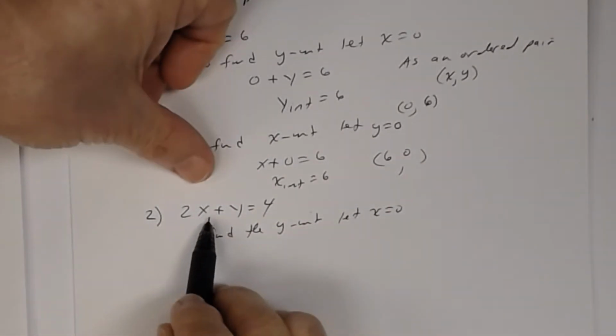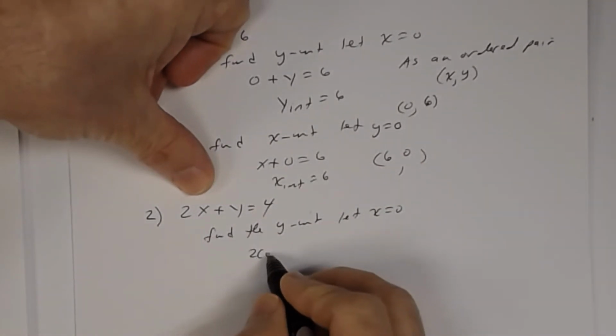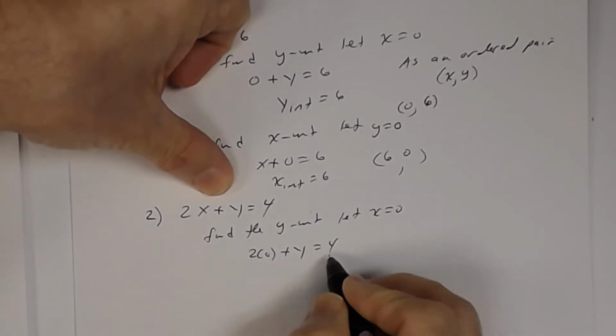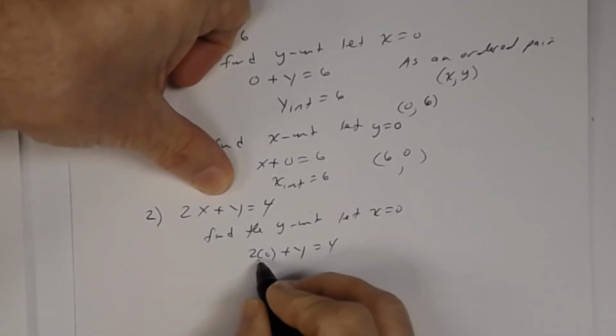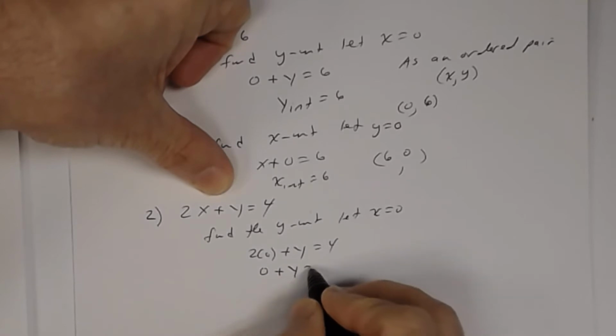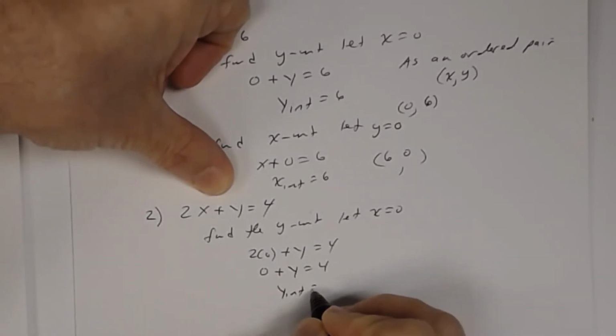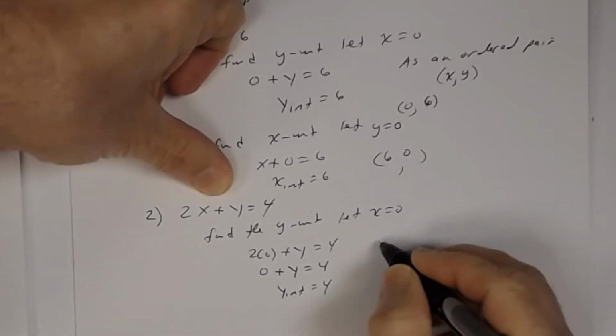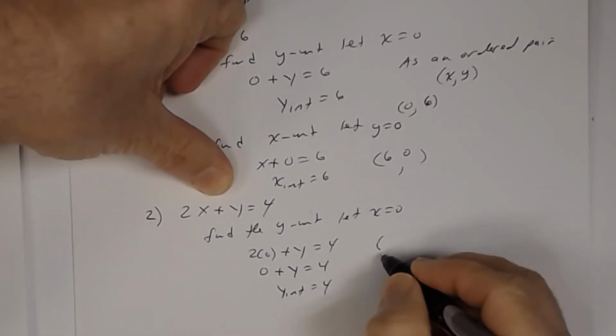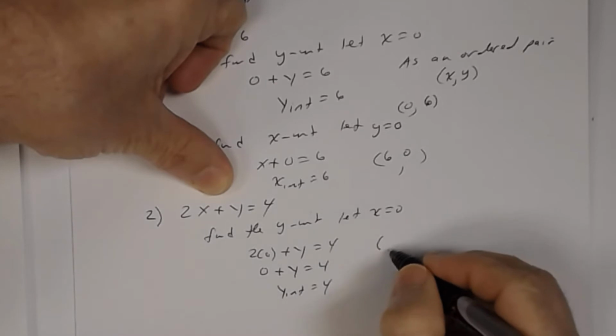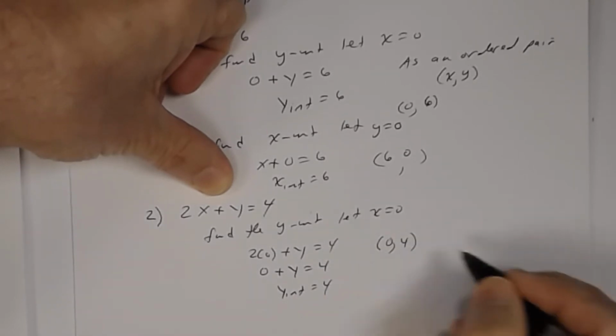To find the y-intercept, you're going to let x equal 0. So in place of x, you substitute 0. So you get 2 times 0 plus y equal 4. And you've got to get y by itself. Well, 2 times 0 is 0. 0 plus y equal 4. 0 plus y is y, so my y-intercept is 4. As an ordered pair, if they ask you to put this as an ordered pair, you're going to say x first, so x is 0, y is 4.